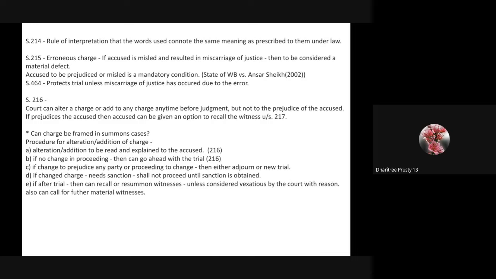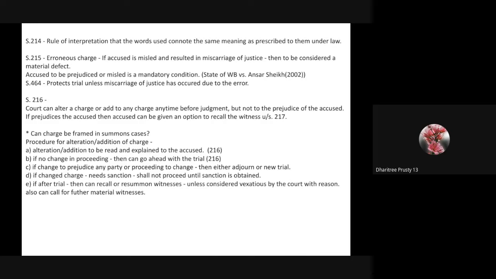Again, the deciding factor is prejudice to the accused; if there is prejudice, then certain steps have to be followed. Under 217, he will be given an option to recall the witness, and if it is causing no prejudice, then the charge can be altered or added very easily. If it is causing any prejudice, then under 217 he will be given another chance to recall the witness. I hope everyone is noting down the questions I am putting, because these are of vital importance and I want you to exercise your mind as well. That's the reason I'm putting them to you.